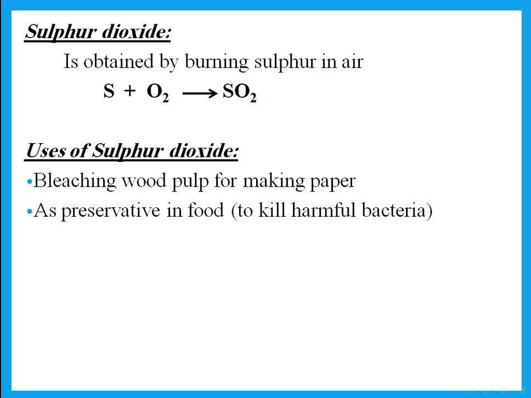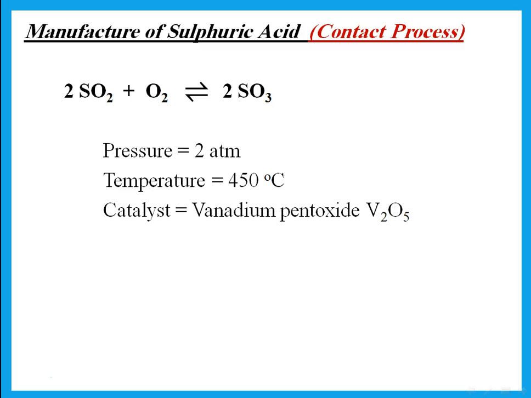Another use of sulfur dioxide is as a preservative in food. Most of the processed meats, luncheon meats and so on, have a little bit of sulfur dioxide to preserve them from getting spoiled, because the sulfur dioxide kills the harmful bacteria that could spoil them.